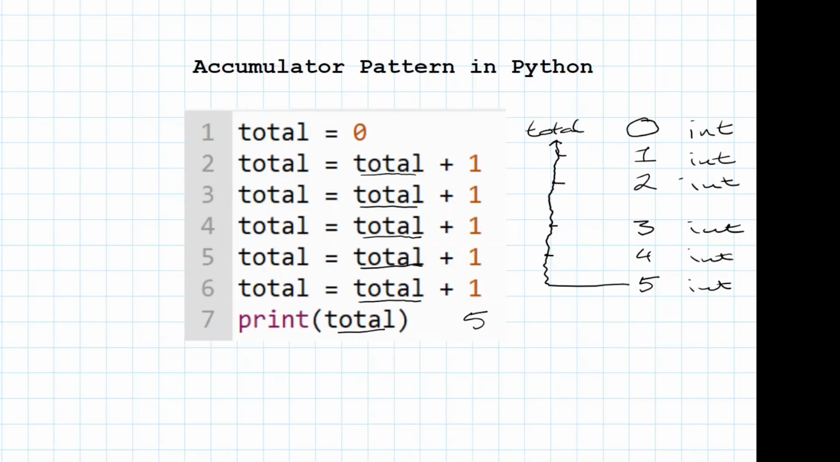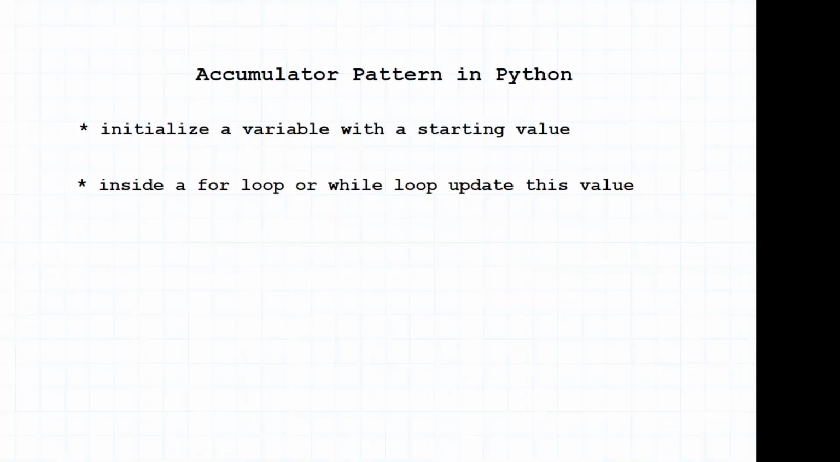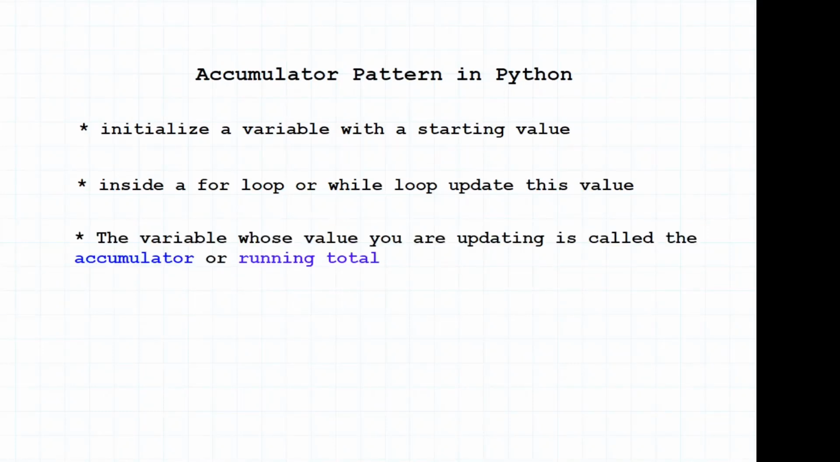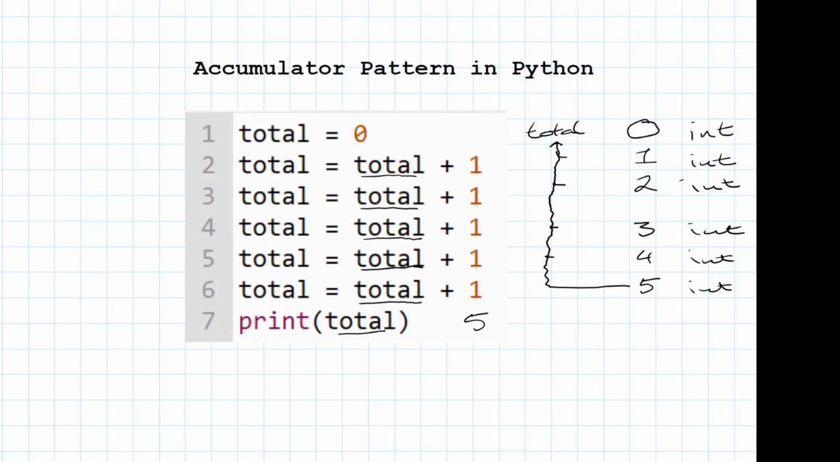So total here is updating line by line, but no one wants to be doing this. So what we want to do is have a for loop to take care of lines 2 to 6 for us. So they're the major steps. And then the final thing is the variable whose value you are updating is called the accumulator or the running total. So here, total, which is the variable we are updating on every line, is called the accumulator or the running total.